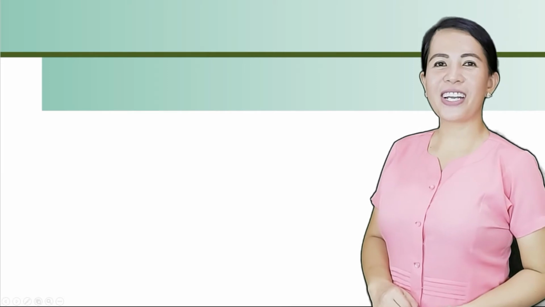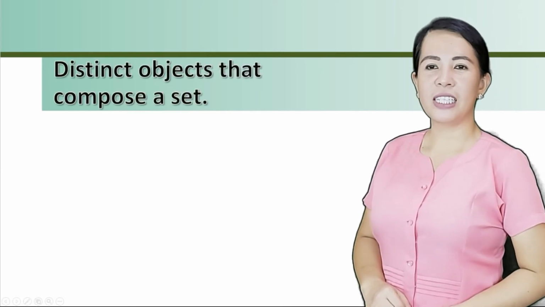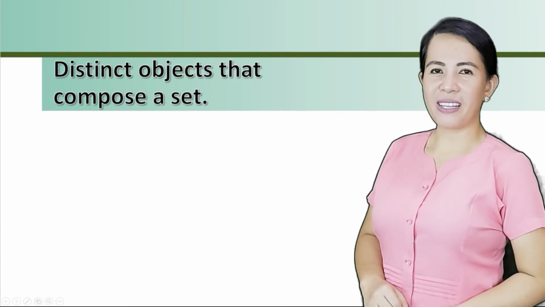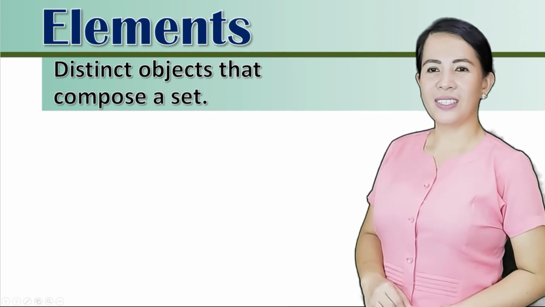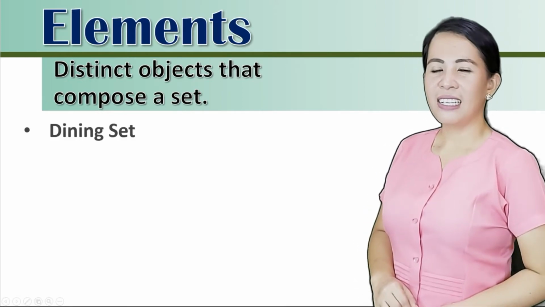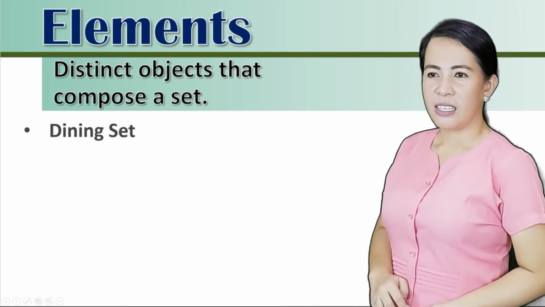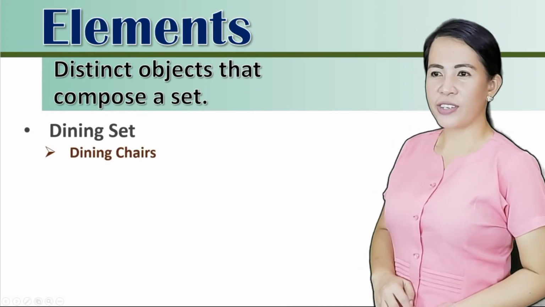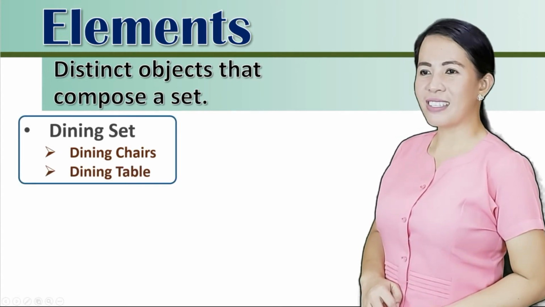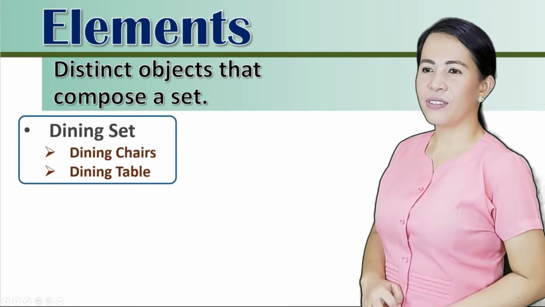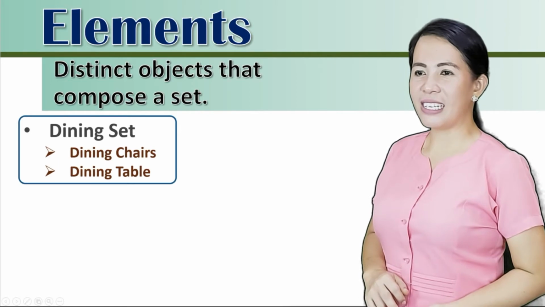Let's have other concepts about set. Distinct objects that compose a set are mathematically known as elements. In our example, dining set, dining set has two distinct objects. These are our dining chairs and our dining table. So how many elements does a dining set have? Yes, very good. There are two elements in a dining set.